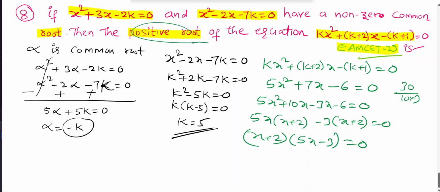Here it is asking for the positive root of the equation. From this, the positive root is x is equal to 3 by 5. This is the positive root of the given equation.